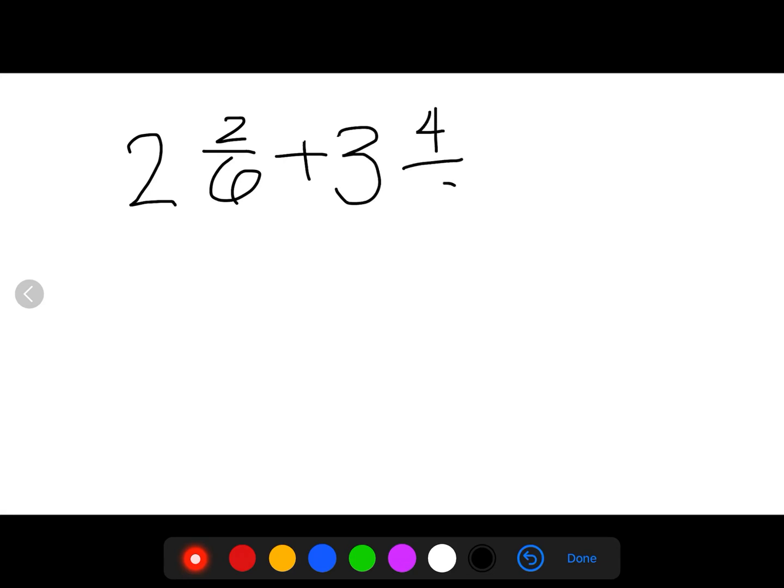Scholars, I want you to try this last problem on your own using what you know about benchmark fractions and the information you learned in this video on a piece of paper. So I want you to solve this problem. 2 2/6 plus 3 4/5. Make sure you are estimating to the closest benchmark fraction.